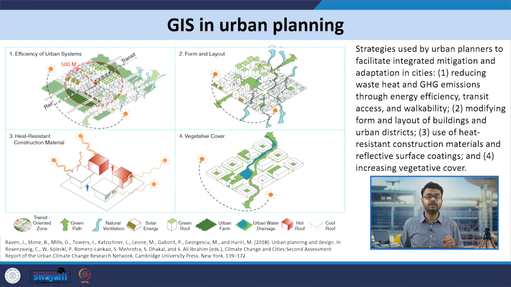It is also done by promoting the use of heat resistant construction materials and reflective surface coatings by identifying which are the best places where we can install these heat resistant construction materials or these reflective surface coatings. For example, if you have a house and the sun heat is usually very high on the southwest direction, the best place to install heat resistant construction material is on the southwest direction, and such decisions on a very large scale can be enabled by GIS. And also GIS helps in identifying potential for increasing the vegetation cover.